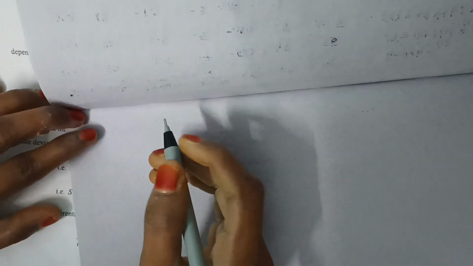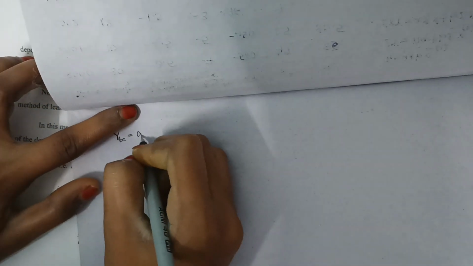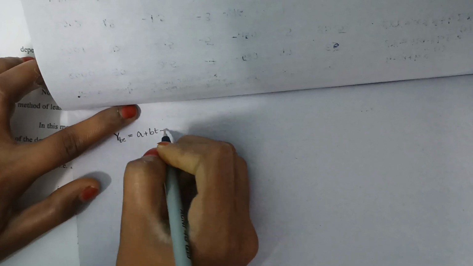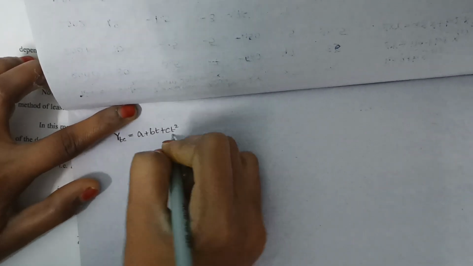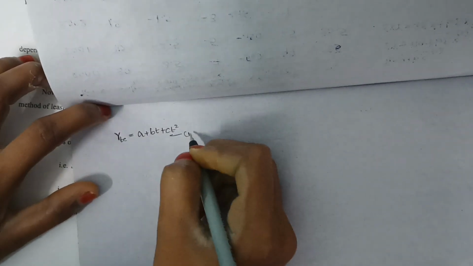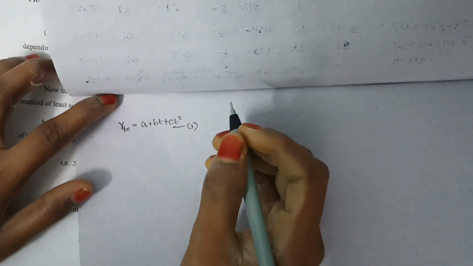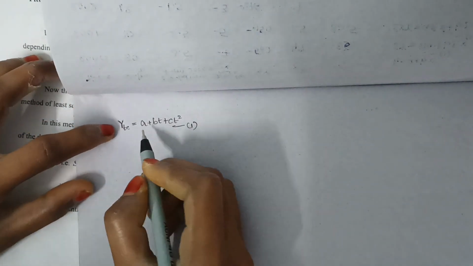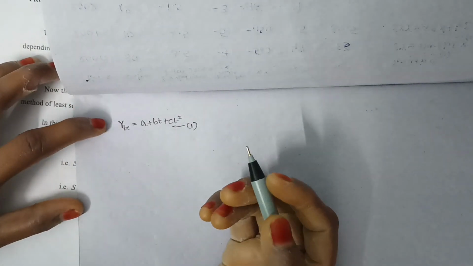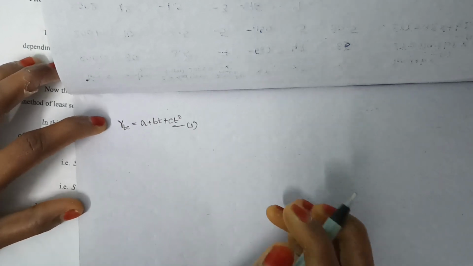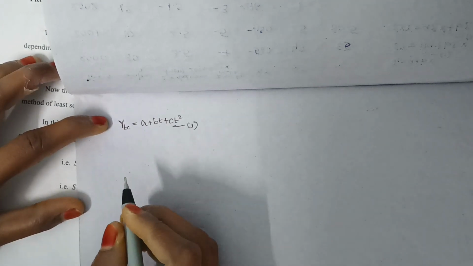The parabolic trend equation is ytc is equals to a plus bt plus ct square. This is the equation, right? Parabolic equation. And now we need to find out a, b and c by using the method of least squares.